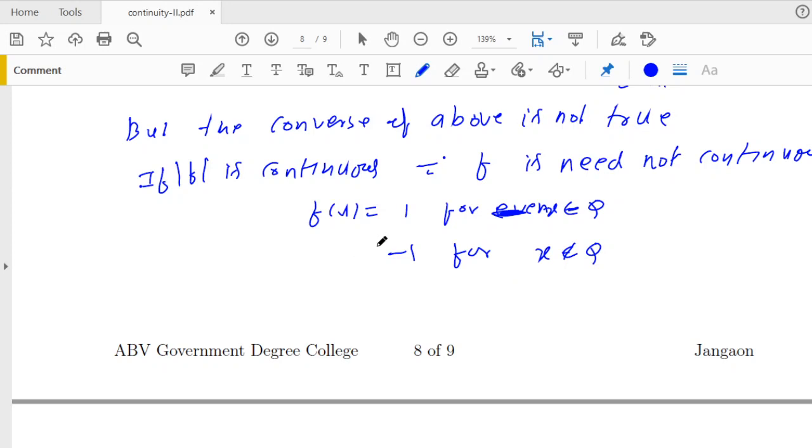But we know that this is not continuous anywhere, but mod f equals 1 for all x belongs to R, the whole real number system. R equals the set of all rational numbers union Q dash, where Q dash is the set of all irrational numbers. Therefore, mod f equals 1 for all x belongs to R. Therefore, mod f is a constant function. Every constant function is a continuous function. Therefore, mod f is continuous, but f of x is nowhere continuous.